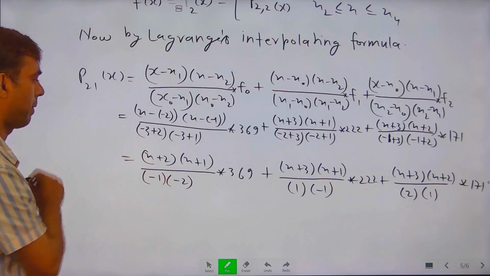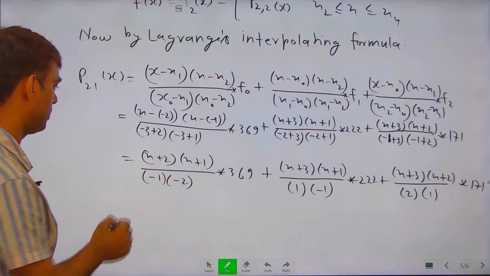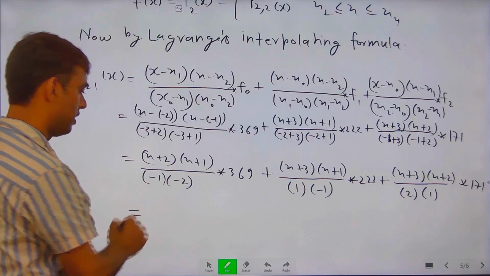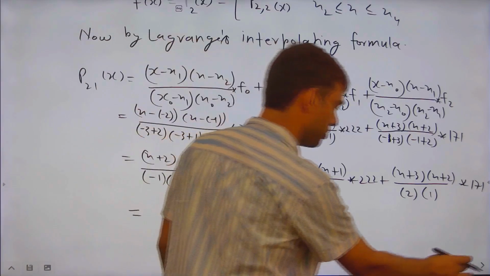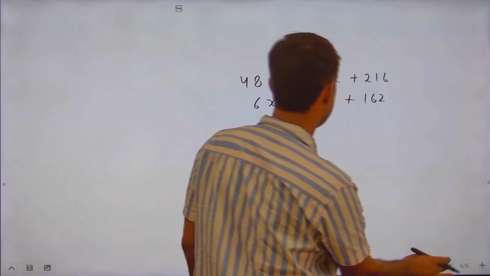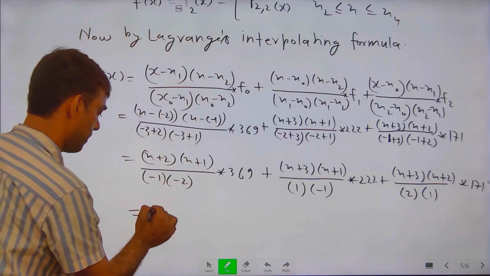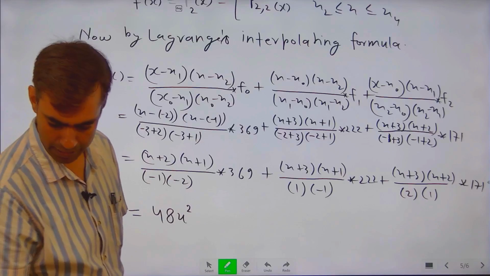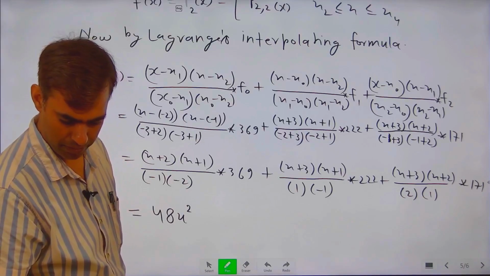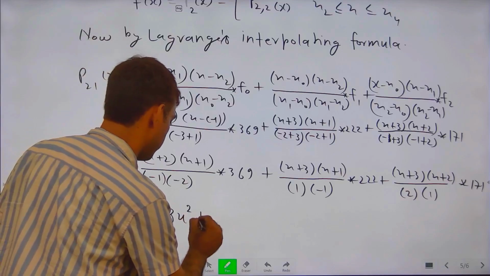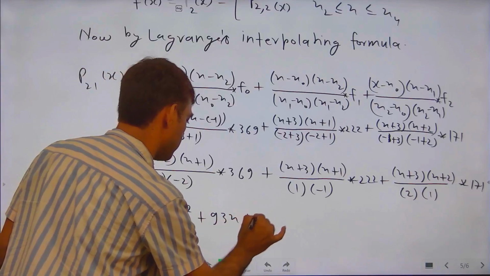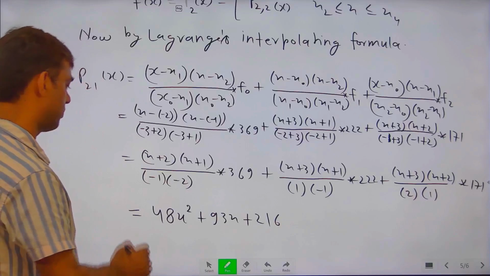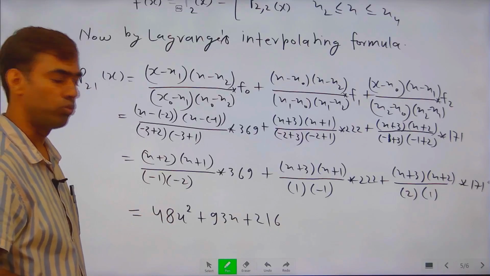So, if we simplify this, the 3 cancels out, the minus 3 cancels out after simplification. So, we write the simplified result. What is the result? The result is 48x². If we simplify this expression, it gives 48x² plus 93x plus 260. Once we verify, this is the result: 48x² plus 93x plus 260.